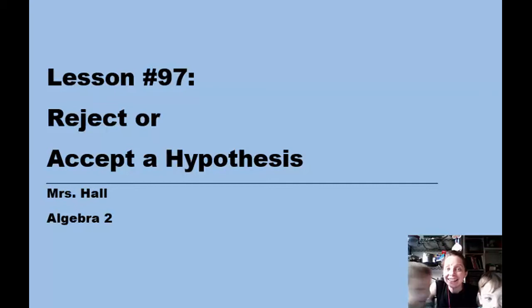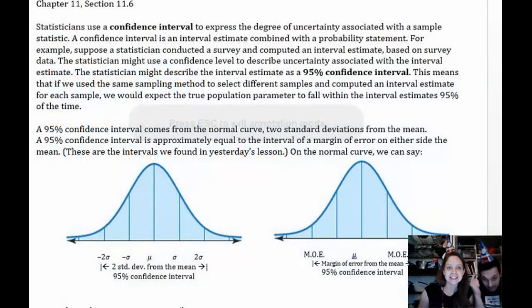And this is lesson 97: reject or accept a hypothesis. Statisticians use a confidence interval to express the degree of uncertainty associated with a sample statistic. A confidence interval is an interval estimate combined with a probability statement.